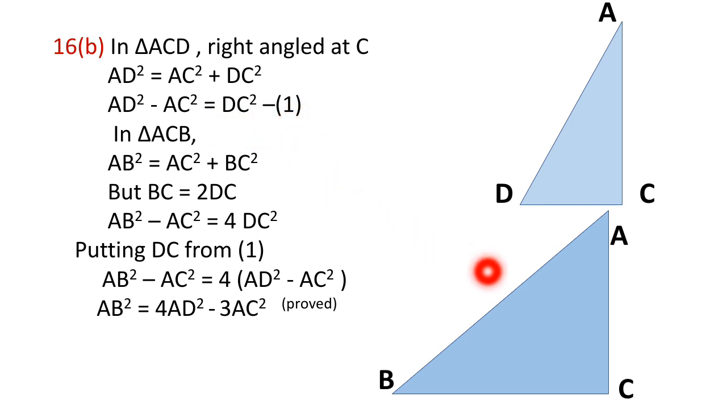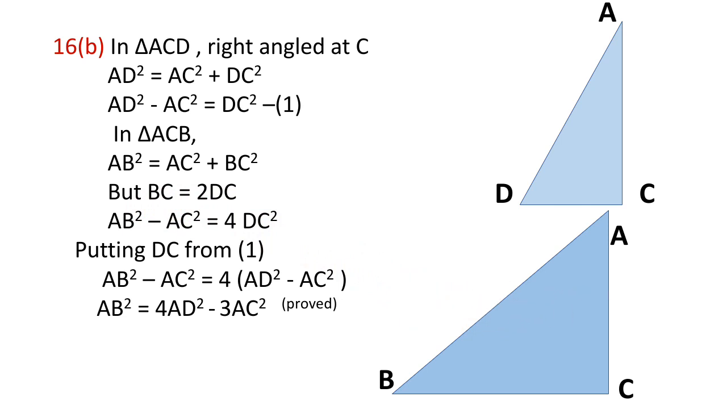Now for this bigger triangle, in place of BC I have taken twice DC as it is given in the question. In the question it is given that BC is equal to 2 of DC. That means D is the midpoint of BC, so BC is equal to 2 into DC. D is somewhere at the midpoint in BC, you can see in the baseline BC.